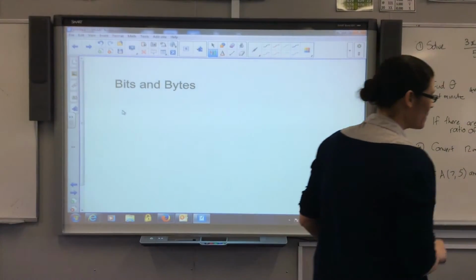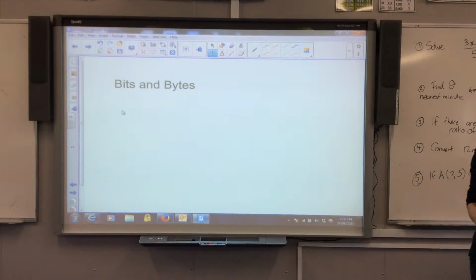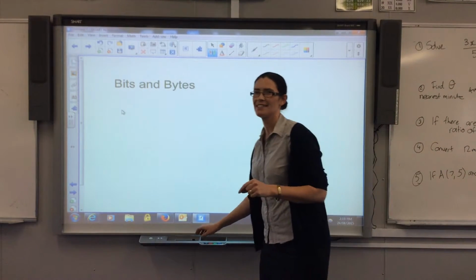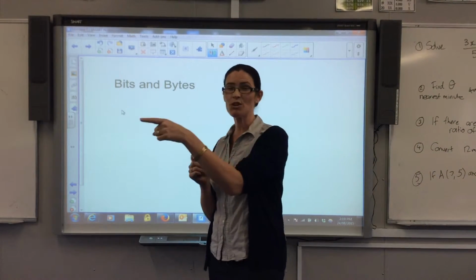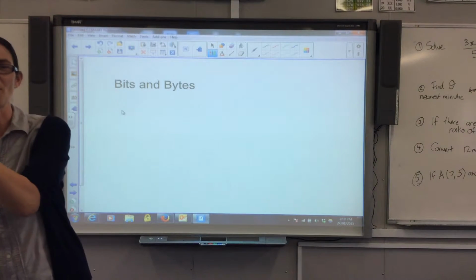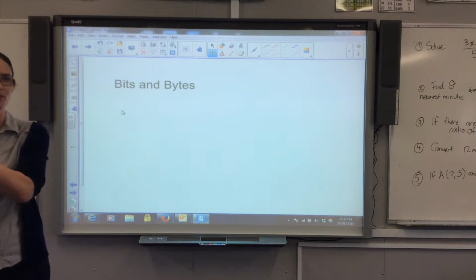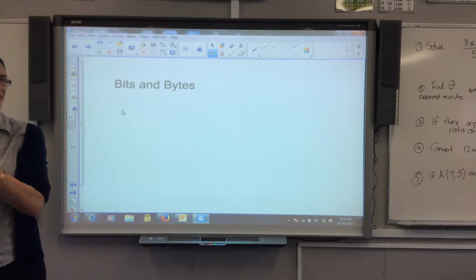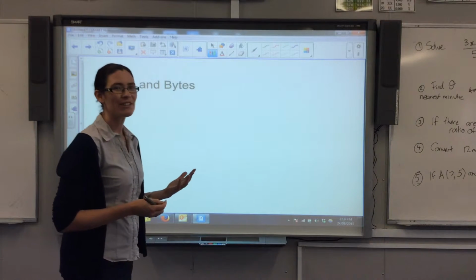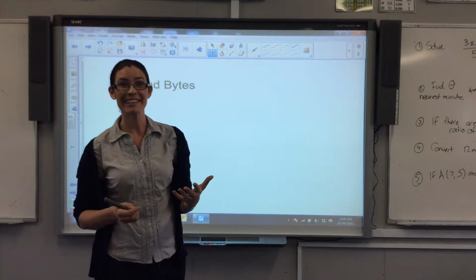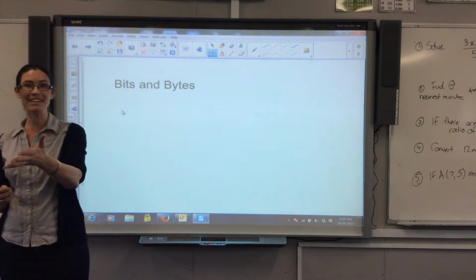Okay, so we're looking at bits and bytes. Does anyone have a clue what a bit is? It's something about little electrical stuff, yes? We're on the right track with electrical stuff. Something electrical. Okay, we're looking at storage. Yes, electrical storage, memory.